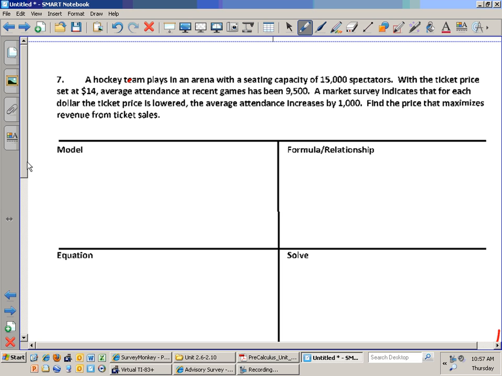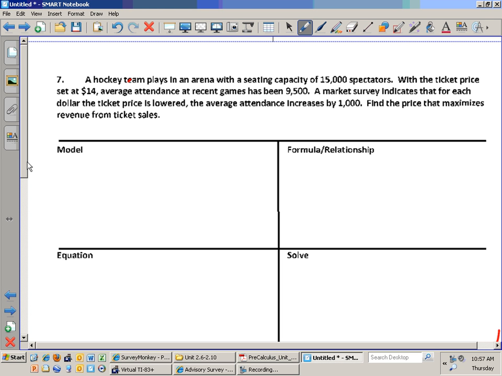So a hockey team plays in an arena with a seating capacity of 15,000. Ticket prices are $14 a piece. Average attendance at recent games has been 9,500. So they're not selling as many tickets as they could, right? So they're wondering, if I lower this ticket price from $14 to something, then maybe the attendance would go up. Well, a market survey indicates that for each dollar the ticket price is lowered, the average attendance increases by 1,000. So find the price that maximizes revenue from ticket sales.